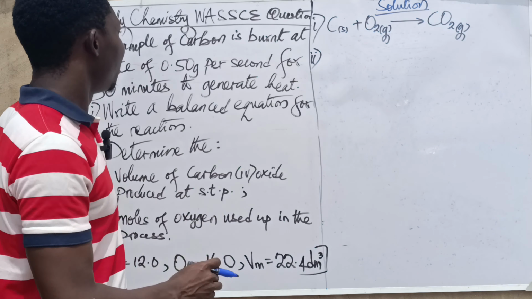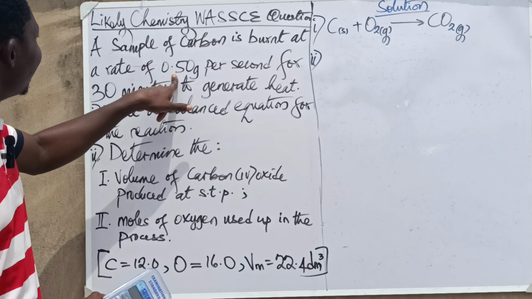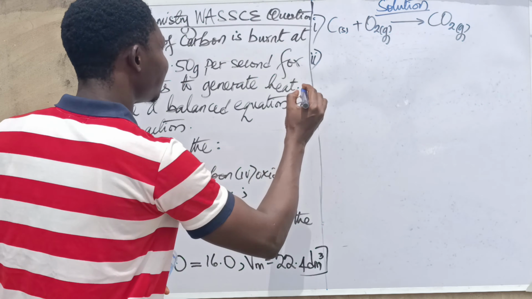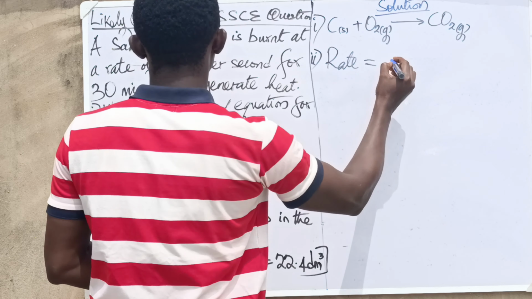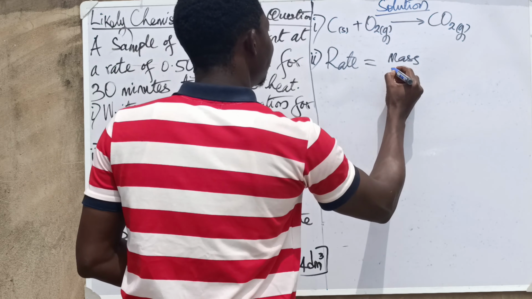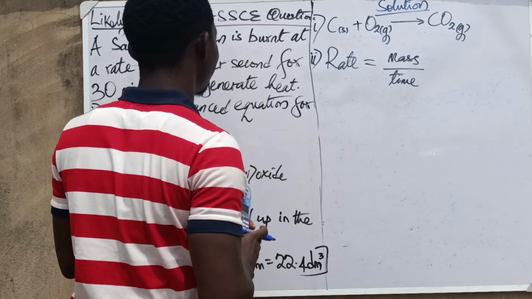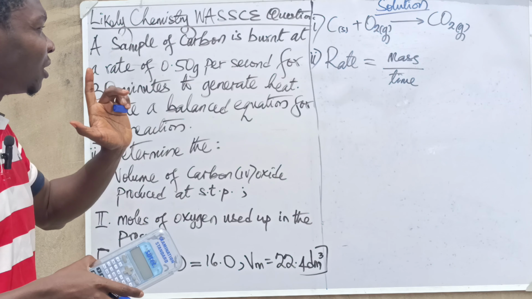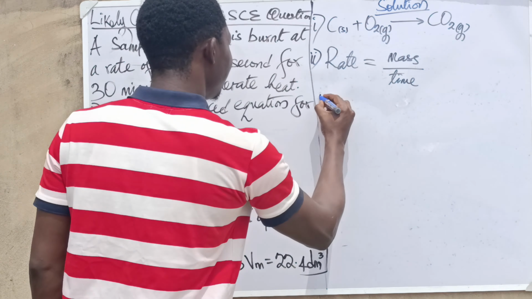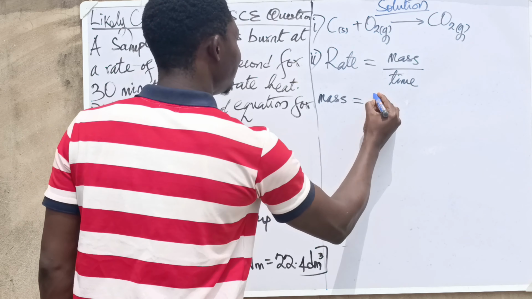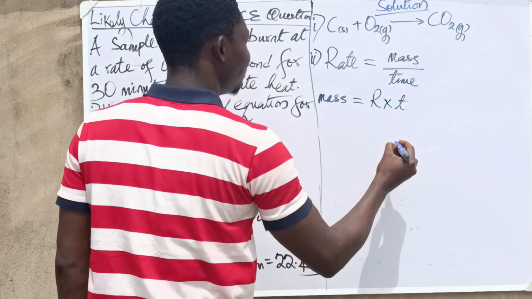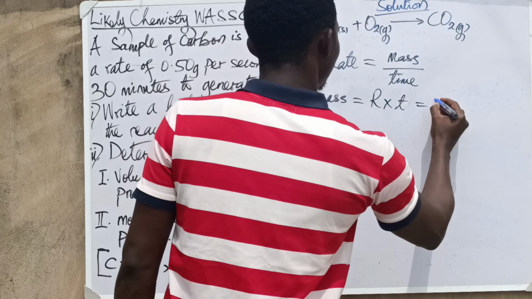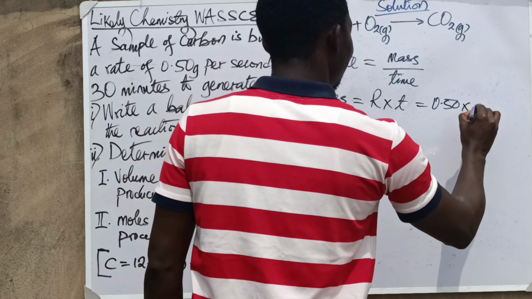So to do this, from the unit, here, the unit 0.50 grams per second, you will indeed know that rate here, the default formula for rate here is mass divided by time, because when they said per second, that is per unit time. 0.50 is mass because it is in grams. So with this, we can now get the mass of carbon. So if we make mass the subject here, mass would be rate, let me call it R, times time, which is T. So that will leave us with the rate, which is 0.50 times the time, 30 minutes.